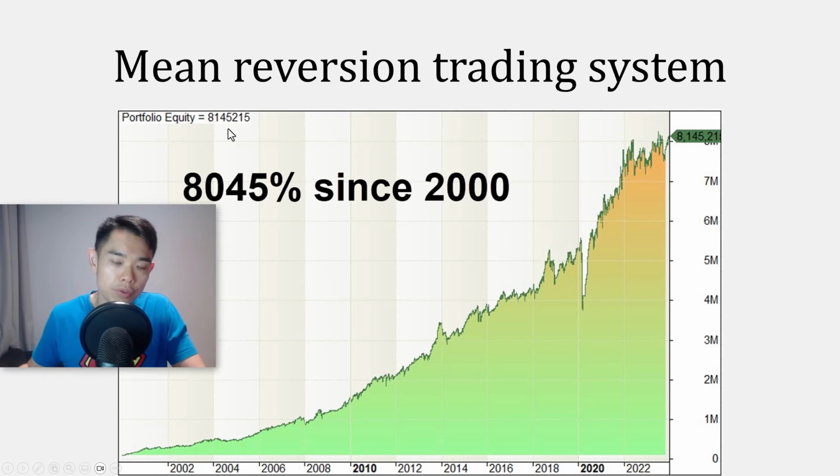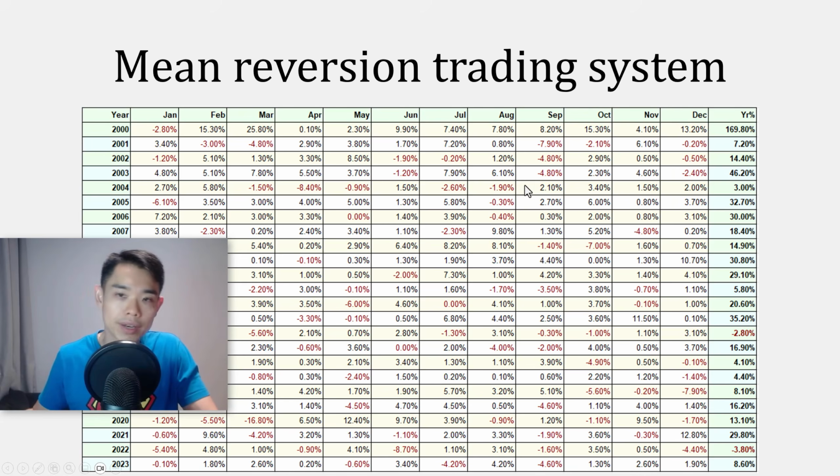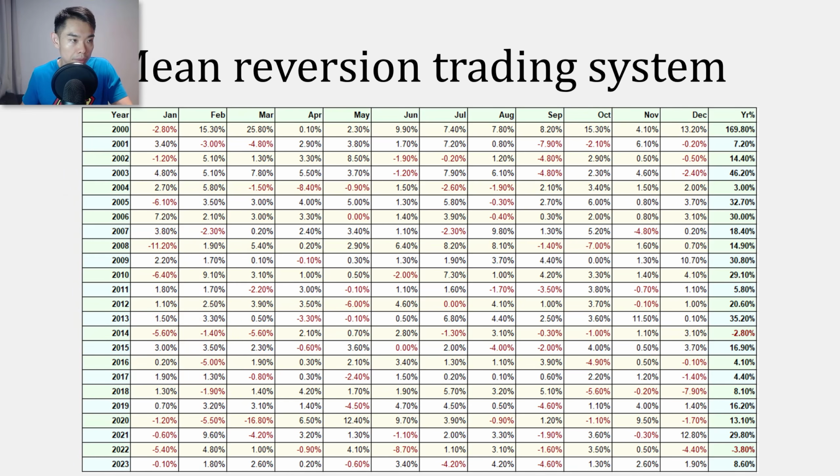Next up, we have the mean reversion trading system, up about 8,000% since 2000. And again, if you break this down on a year-on-year, month-on-month basis, you can see that the mean reversion trading system doesn't make money every year. We have a couple of losing years over here, 2014, and over here, 2022. 2022, no surprise, because this is a stock mean reversion trading system, and in 2022, I believe the S&P 500 was down for the year. It was a bear market.